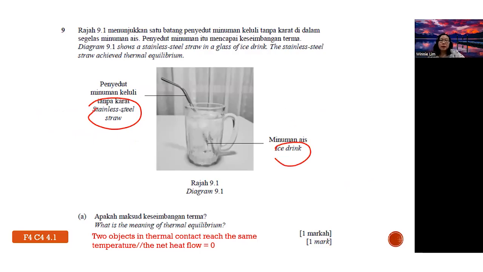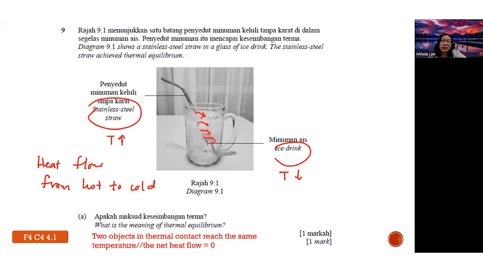For your understanding, you have two objects, the stainless steel straw and the ice drink. Comparing the temperature, the stainless steel straw will have a higher temperature, and the ice drink has a lower temperature. If you're clear about the concept of heat flow, heat will always flow from a hot to a cold object. Therefore, the stainless steel, which initially has a higher temperature, will transfer heat to the ice drink.